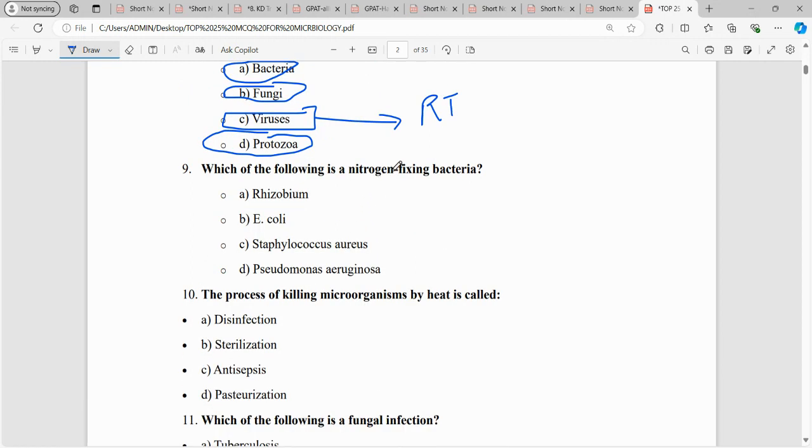Then, which of the following is a nitrogen fixation bacteria? Pseudomonas aeruginosa is a hospital-acquired bacteria causing nosocomial infection. E. coli is again a bacteria that causes urinary tract infection and GI disturbances. Similar with Staphylococcus aureus, which is a gram-positive bacteria.